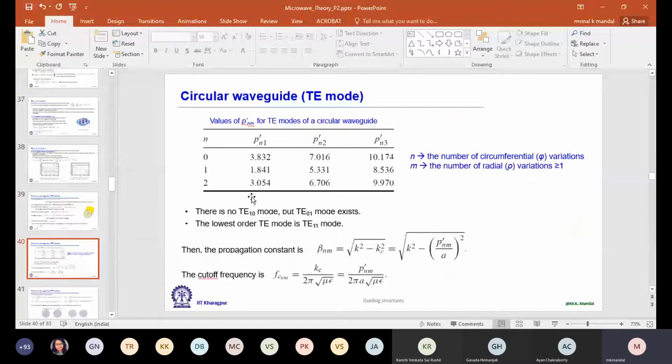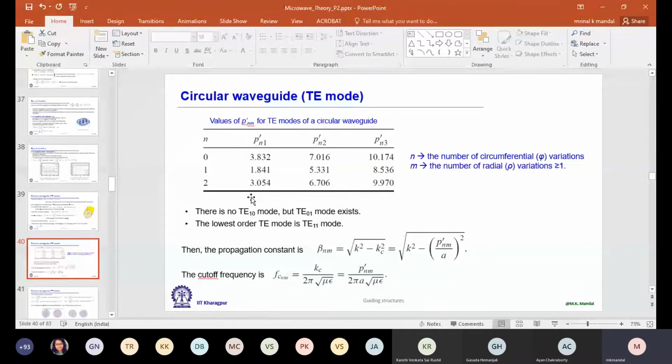So we have a chart. I am directly coming to this chart where these root values are given for different n and m values. So what are n and m? They actually represent the mode number, so the number of variations along different directions.